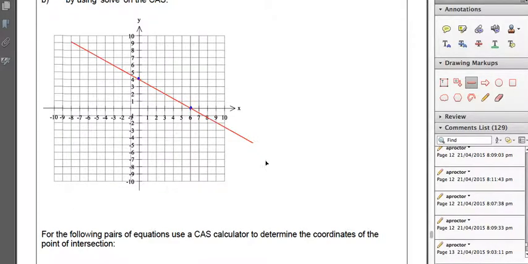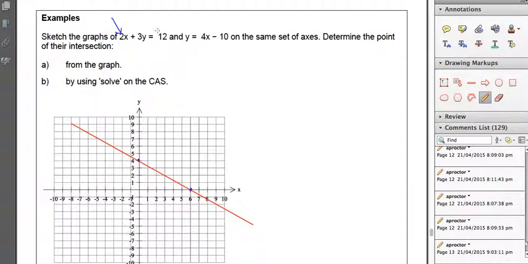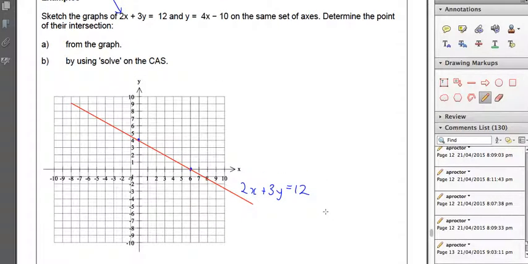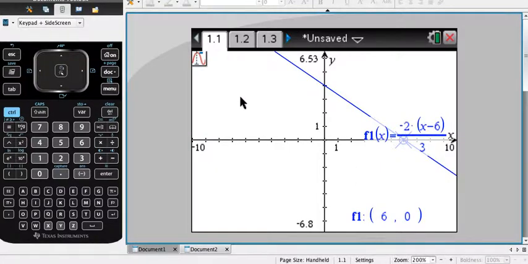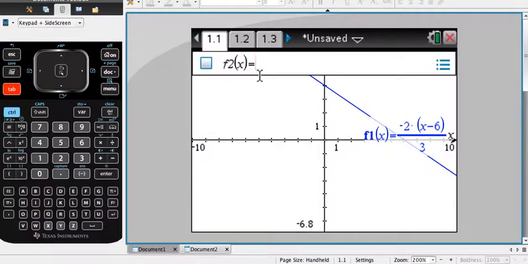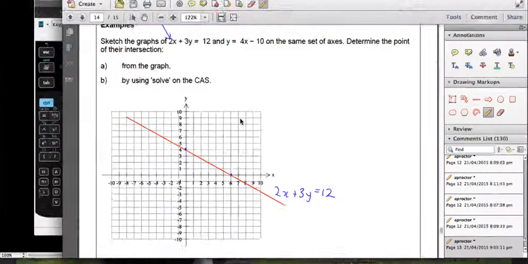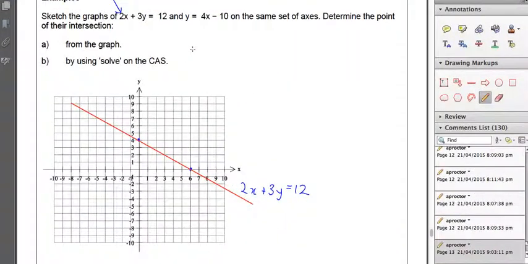It's a little better. And what we need to do is label that. Now, I just label it with how it was originally given to me, which was 2x plus 3y equals 12. So that's my first line drawn. My second one, I'm going to add. So just press tab and you can add another one. And the other line is 4x minus 10.